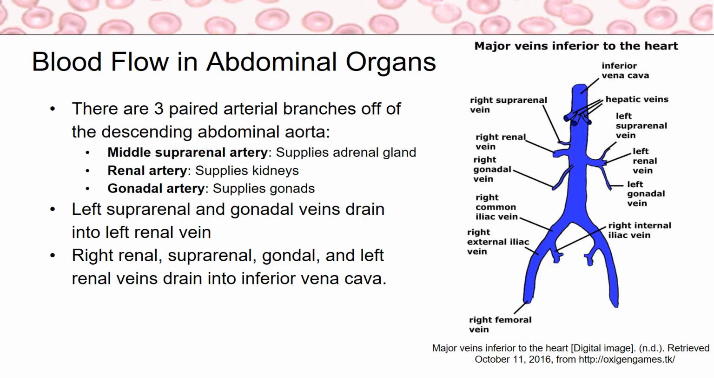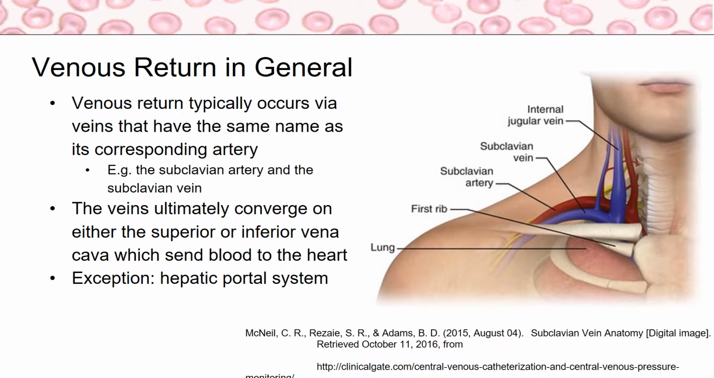But the venous system is a bit different, because though the right renal, right suprarenal, and the right gonadal vein all converge independently onto the inferior vena cava, the left suprarenal and the left gonadal vein converge on the left renal vein, which then itself converges on the inferior vena cava. So this is a bit different because it's not symmetrical, so it's just something to keep in mind.